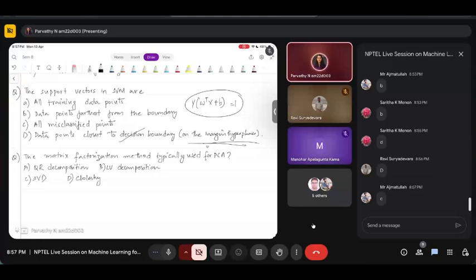The matrix factorization typically used in PCA: QR, LU, SVD, or Cholesky. It is SVD, which is commonly used with PCA.